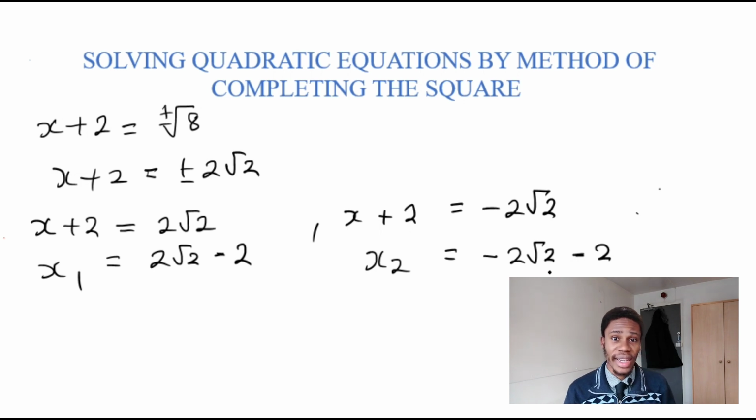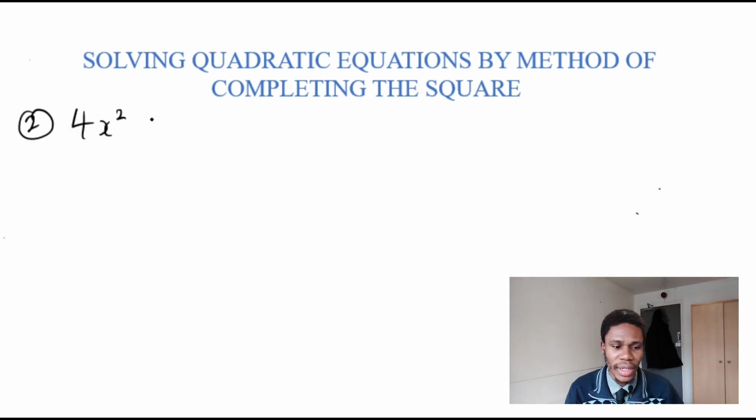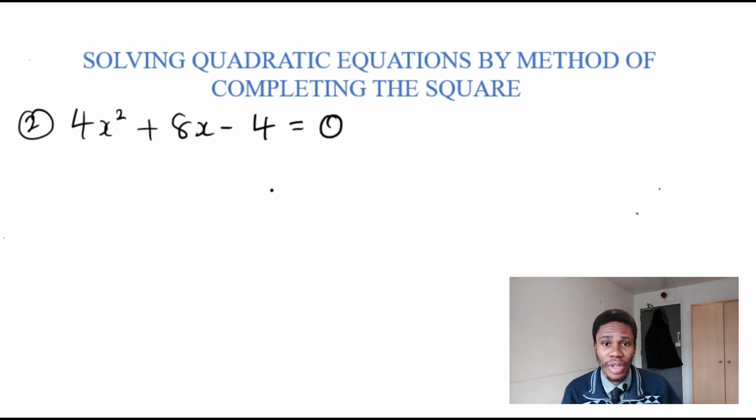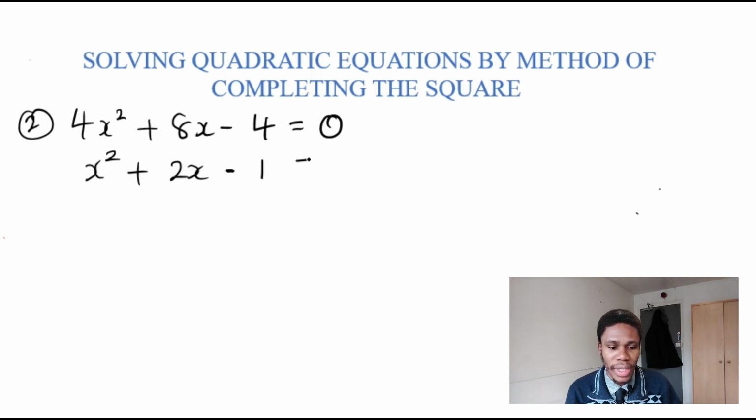Let's take a second example. Example 2. 4x squared plus 8x minus 4 equals 0. Now, anytime that you have an equation whereby you can cancel out some of the factors, it is advisable to do so and cancel out some of the factors. Over here, we can cancel out by dividing everything by 4 and have x squared plus 2x minus 1 equal to 0.